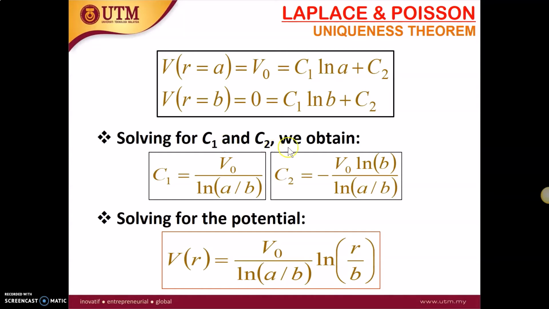Solving for C1 and C2, we obtain C1 equal to V0 divided by ln a over b, while C2 is equal to negative V0 ln b divided by ln a over b. And we have to put C1 and C2 into the general expression, and this is your final expression. V(r) equals V0 divided by ln a over b, times ln r over b. This is the V(r) inside our material between a and b.